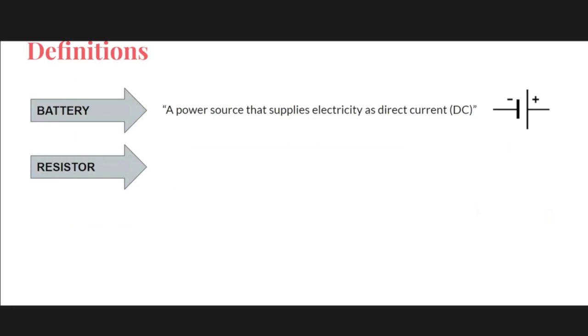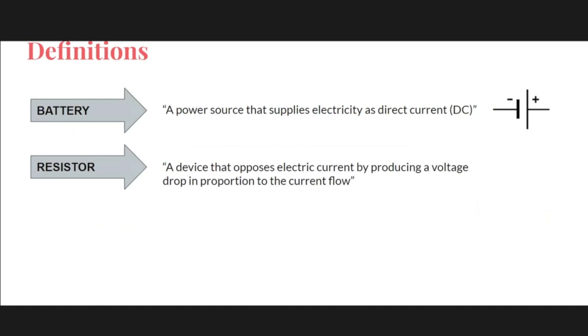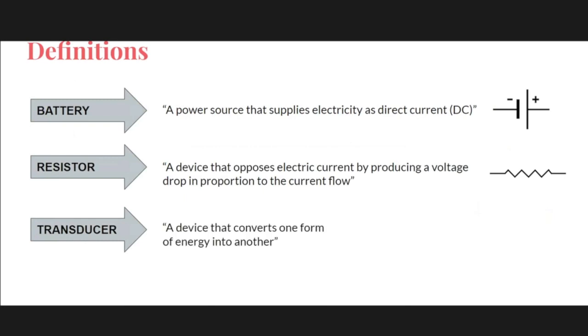And then a resistor is an element of a circuit that we use to oppose electrical current, and it causes a drop in the voltage, which is proportionate to the current flow. And this is the squiggly sign that they use for that. And then transducers are devices that convert one form of energy into another, and there are lots of different types of transducers that we use. These are just some of the symbols that they use for transducers. An example would be an earphone, which converts electrical energy to sound, or a microphone, which does the opposite, sound to electrical energy, etc.